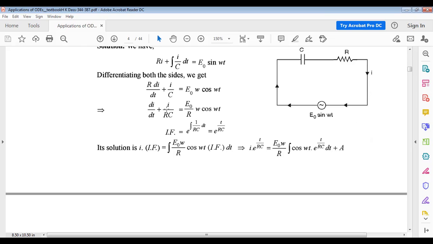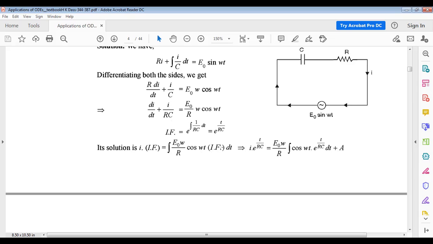So the integrating factor will be e to the power integral of P dt. P means the coefficient of the dependent variable I. Coefficient of I is 1 by RC, so 1 by RC is the P, and with respect to independent variable t. So e to the power t by RC is the integrating factor. Now the solution will be: dependent variable into integrating factor equals to integration of right hand side into integrating factor.